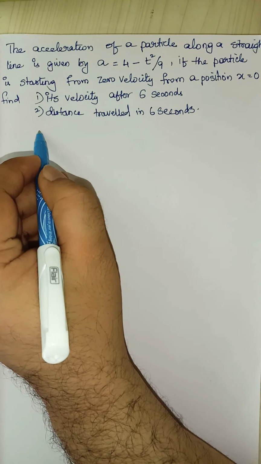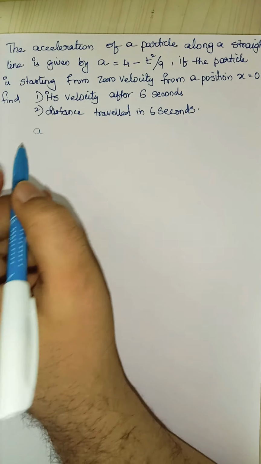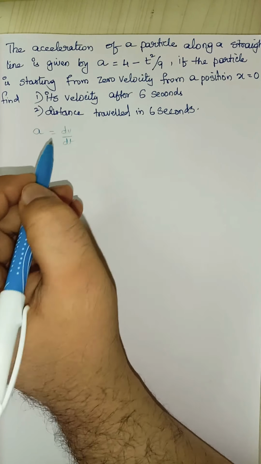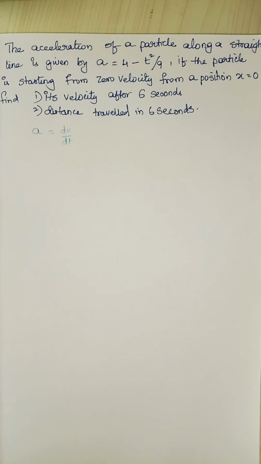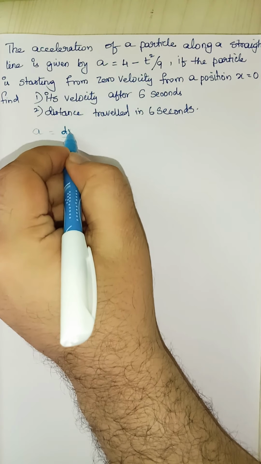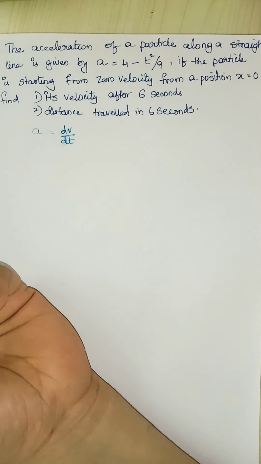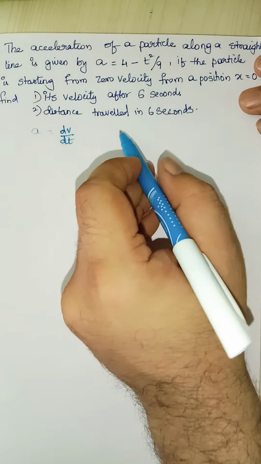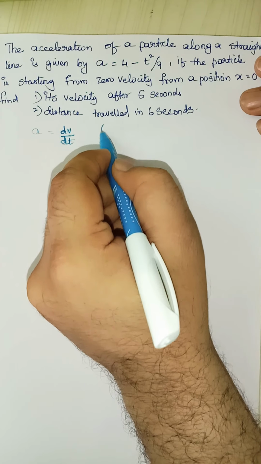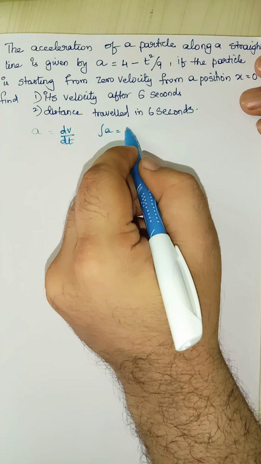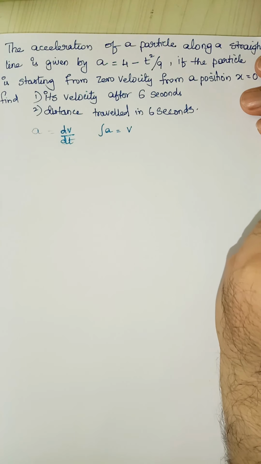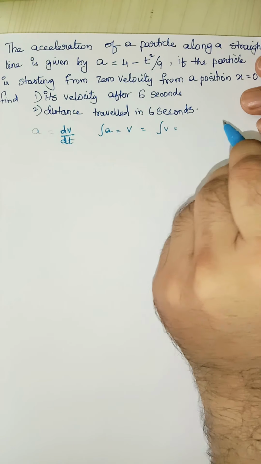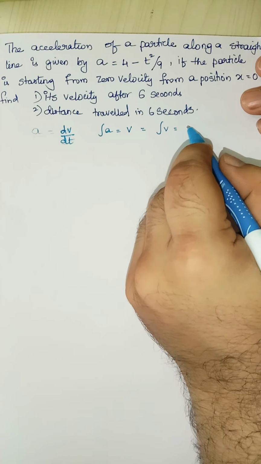See, for example, we have got an acceleration here, right? Acceleration a can be written as dv/dt, that is rate of change of velocity with respect to time. Now when you integrate the acceleration with respect to time, you will get the velocity, and again when you are integrating velocity with respect to time, you will be getting the displacement.